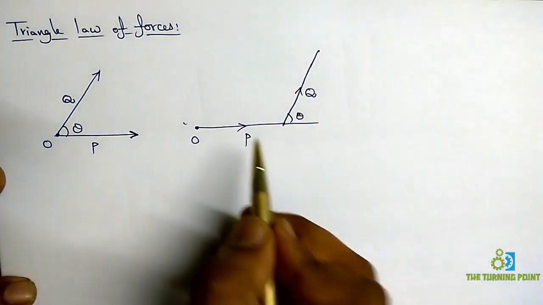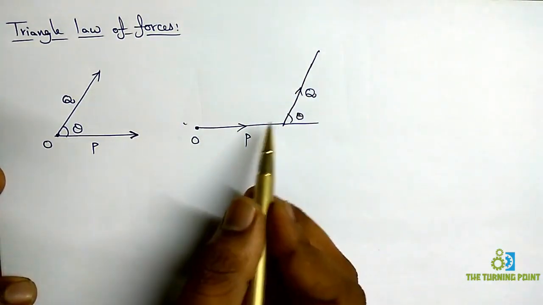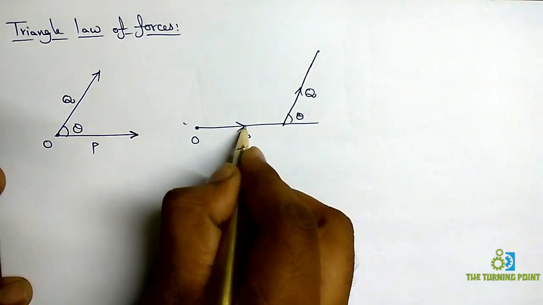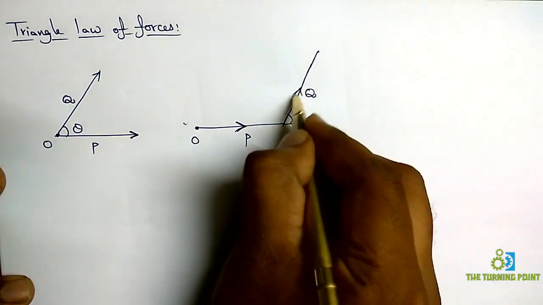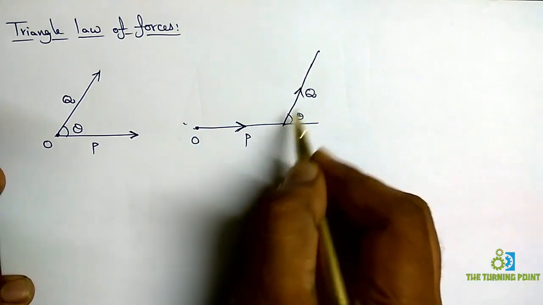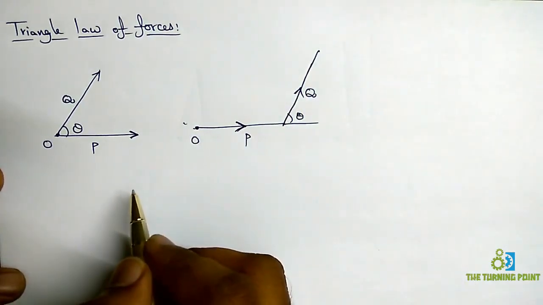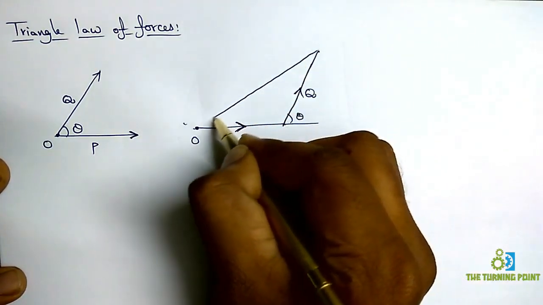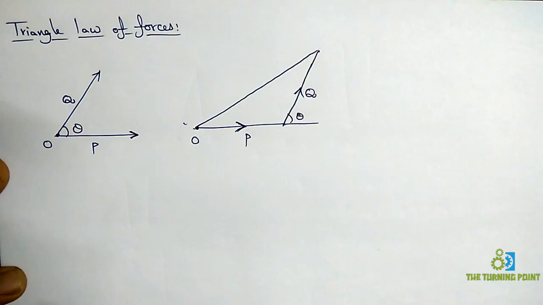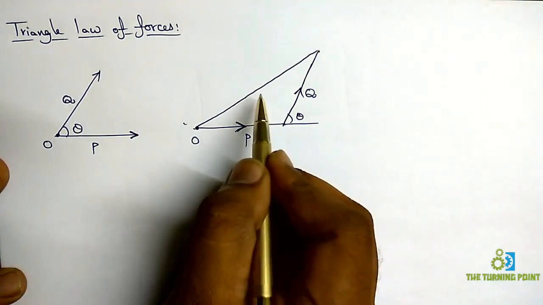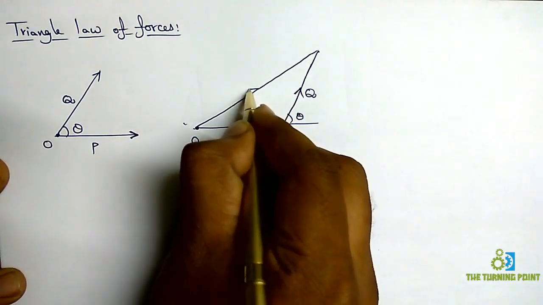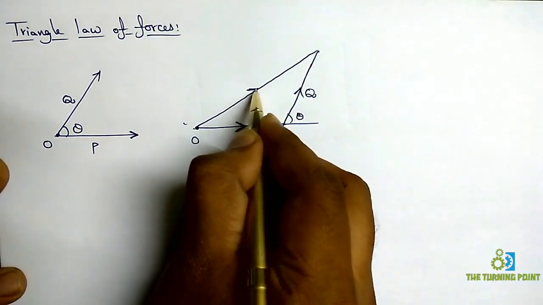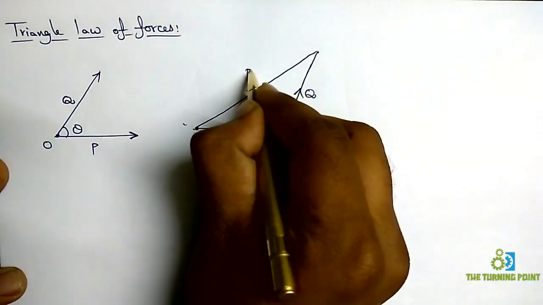If you observe here, these two forces are now represented as the adjacent sides of a triangle taken in order. P is in this direction and Q is in this direction, from tail to head fashion, so both are in a particular order. Then the closing side of the triangle, this is the closing side, is going to be our resultant, but in the opposite direction. Opposite direction means it has to be closed in this direction. So it is the resultant for us.